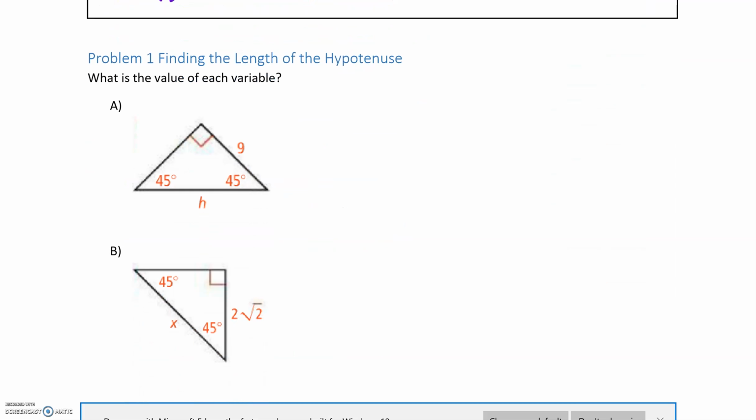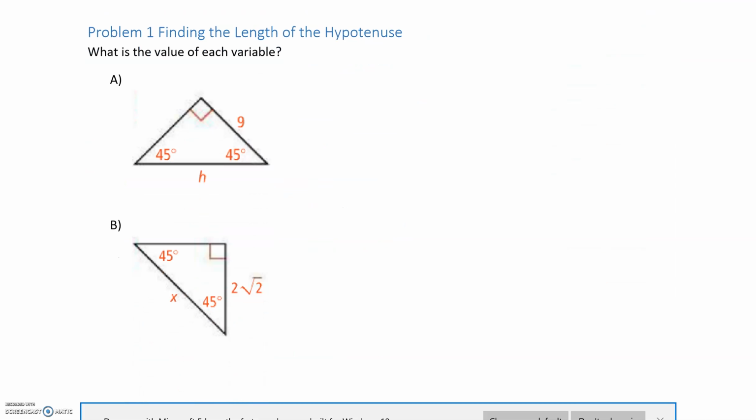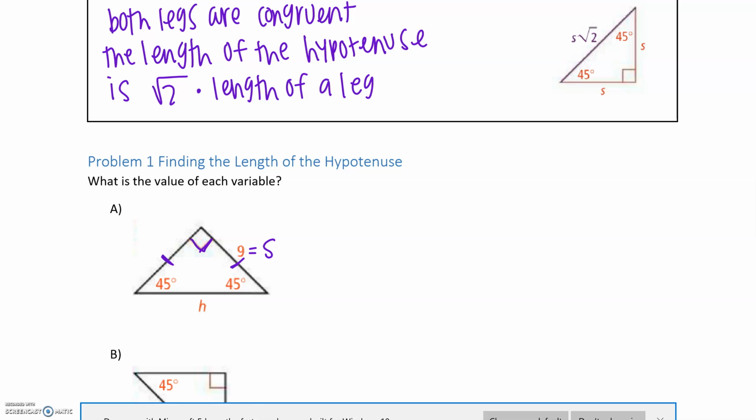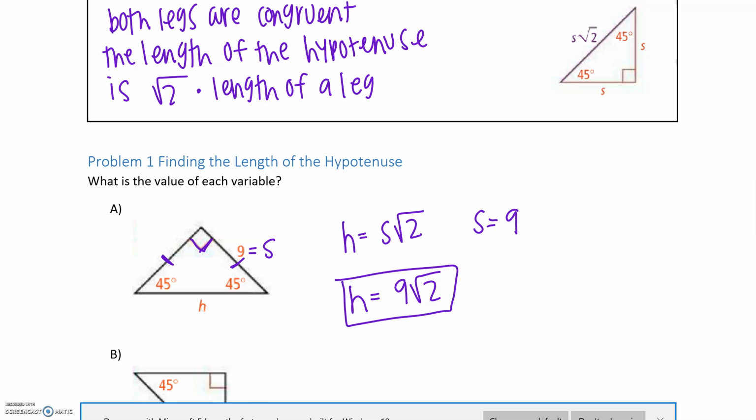Okay, so if we come down here, we see that our right angle is right here, which means that this is a leg and this is a leg. So this 9 equals S based on our theorem up here. So what that means is that our H is going to equal S square roots of 2. If we know that our S equals 9, that means that our hypotenuse is just going to equal 9 square roots of 2, because we're just going to plug in our S into this equation. And that's all we had to do.